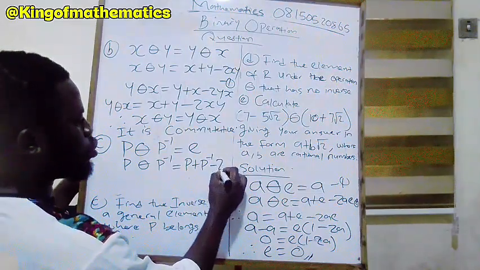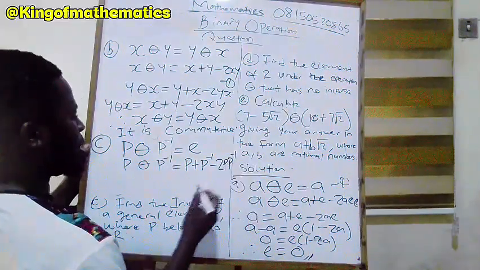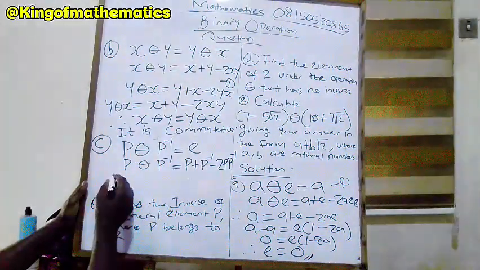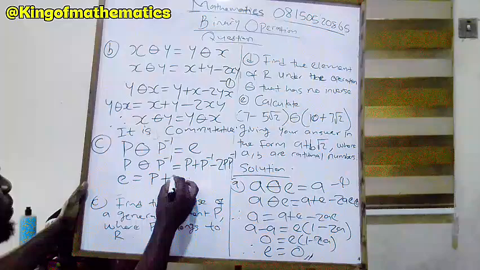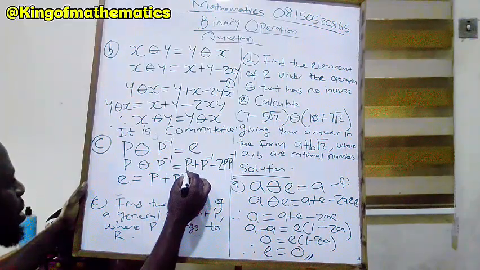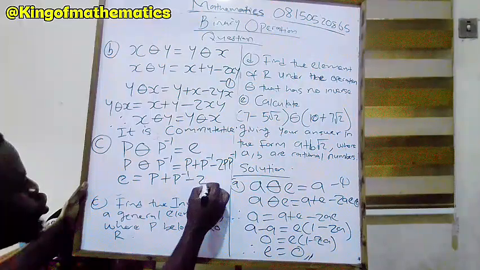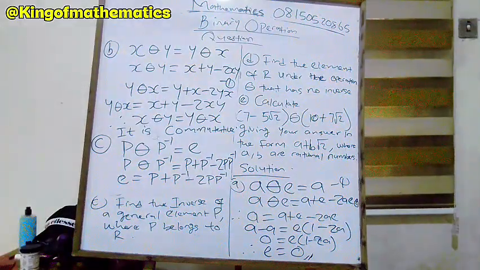minus 2P inverse. So therefore, we know that if this and this are the same, then E is equal to P plus P inverse minus 2P inverse. So that's how you go about it.